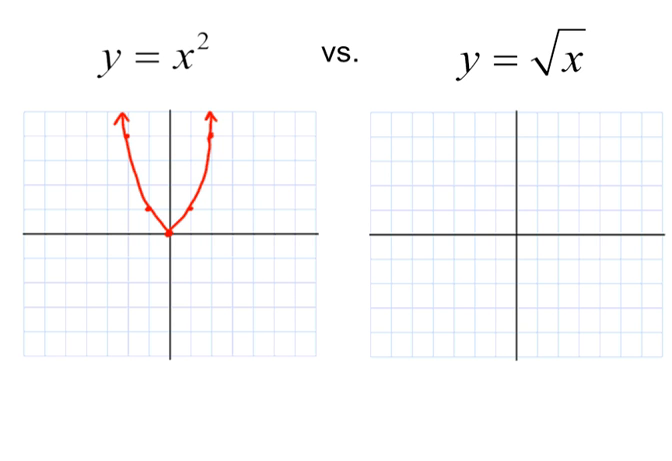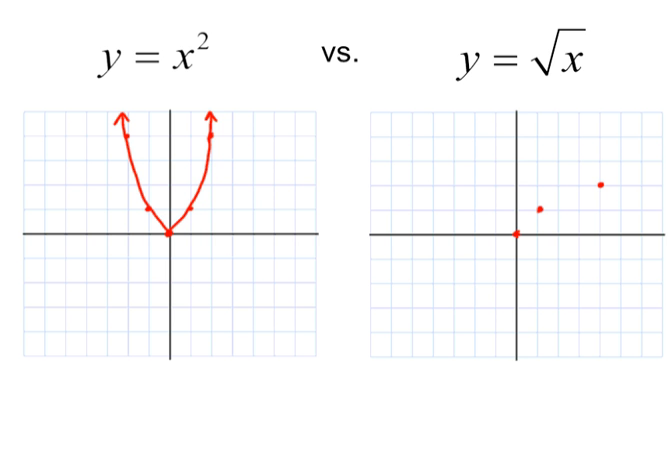Now let's take a look at what y equals the square root of x is. So first off, let's try plugging in 0. The square root of 0 is 0. The square root of 1 is 1. So far, this is looking very similar to our parabola. The square root of 2 is not a whole number. The square root of 3 also isn't. But the square root of 4 is 2.